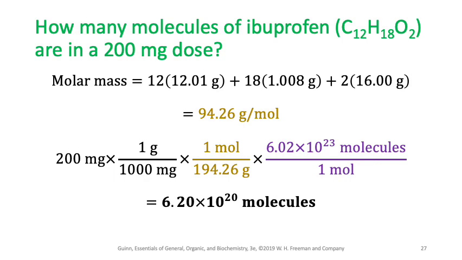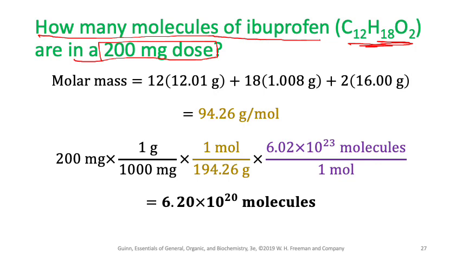let's try to do this problem. How many molecules of ibuprofen, whose formula is already given, C12H18O2, are in a 200 milligram dose? So it is saying if we are getting 200 milligrams of ibuprofen, how many molecules of ibuprofen am I getting? So that means what is given? The mass of the ibuprofen is given, right? So the boxes are going to be like this. Mass is given. What can I get from the mass of ibuprofen? I can get the moles.